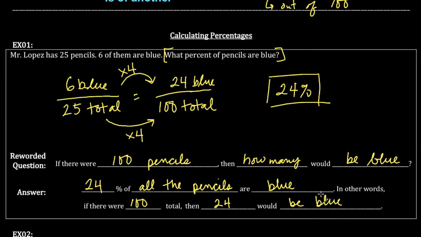So to sum up what we did in this problem, it told us that 6 out of 25 pencils were blue. Then it asked us what percent of pencils are blue. What that means is if there were 100 pencils, how many would be blue? So we set up a proportion to make an equal fraction, and we multiplied by 4 to turn the 25 into 100 and the 6 into 24. Let's try one more.